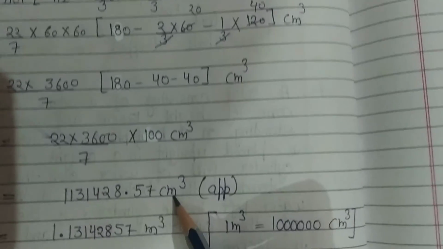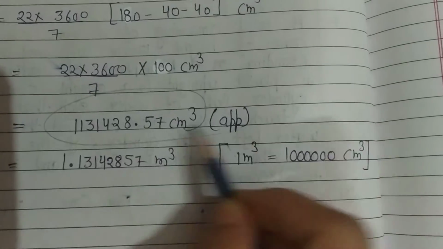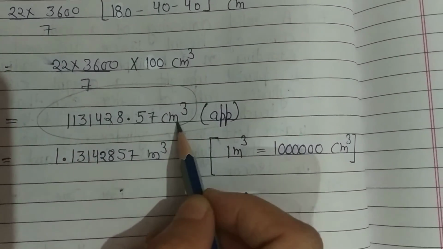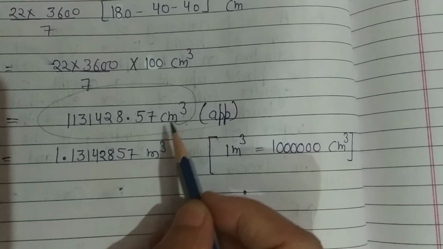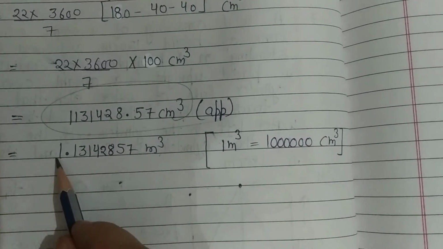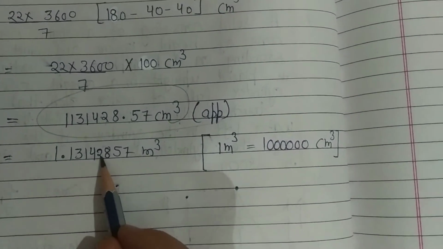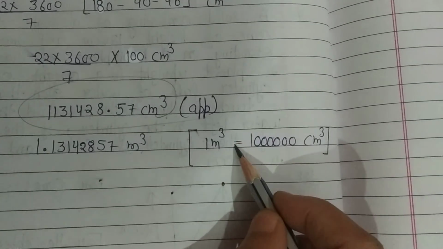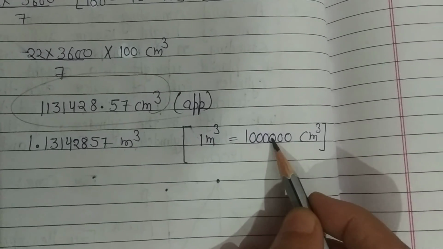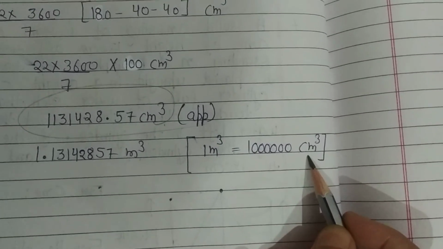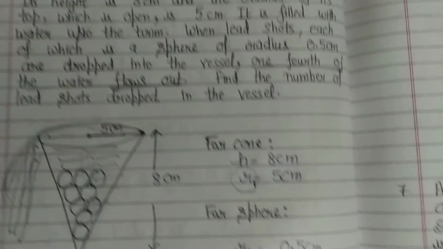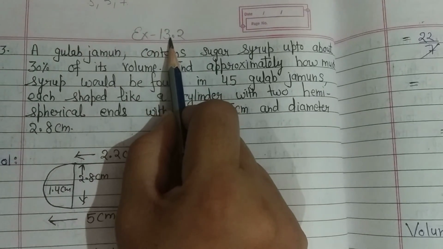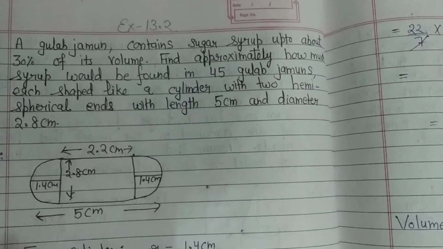Put all the values and after solving it, I am getting in the end 1131428.57 centimeter cube. Now I have changed it into meter cube. It is 1.13142857 meter cube, because in 1 meter cube it is 1000000 centimeter cube. Now in this way you can do question number 7 of exercise 13.2 in your fair notebook.